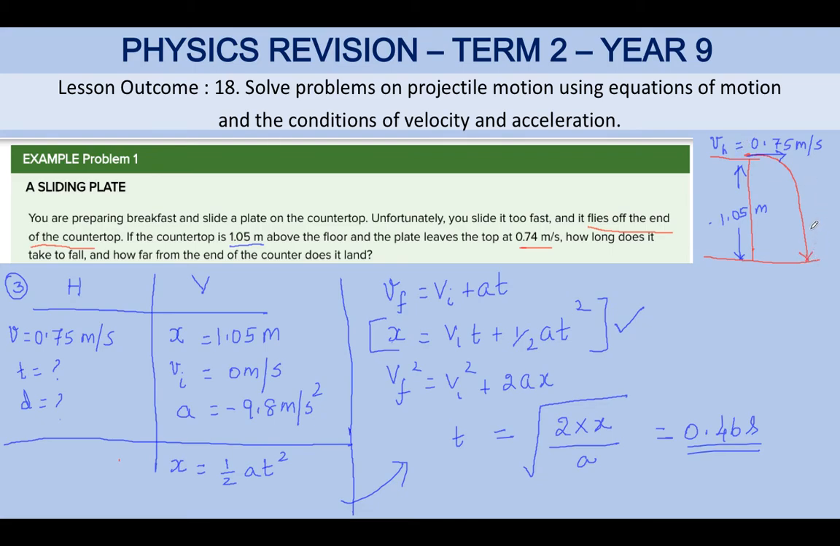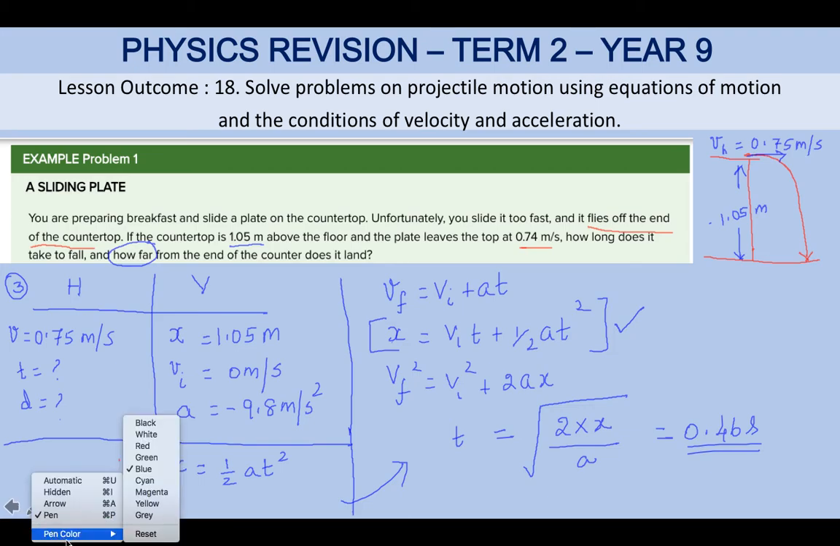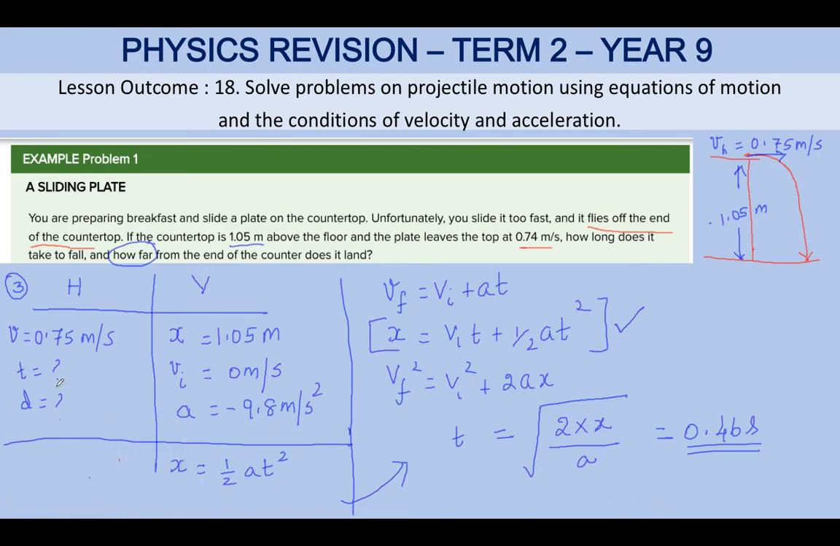This is the simplest projectile question. Perfect horizontal projection. If you know the height, you can immediately find the time by using this equation. Keep this in mind so that you can save time. And there's one more part of this question. How far from the end of the counter does it land? As per projectile concept, we know that the time can be used in both because it takes the same time. Vertical acceleration is the same. Horizontal acceleration is 0. So I can use the time here also to be 0.46 seconds.